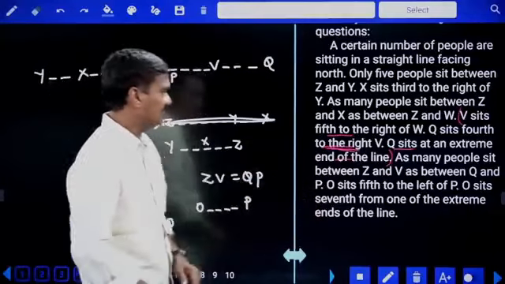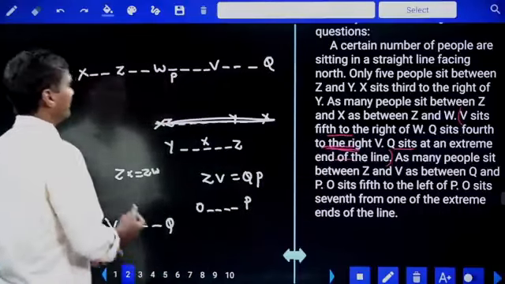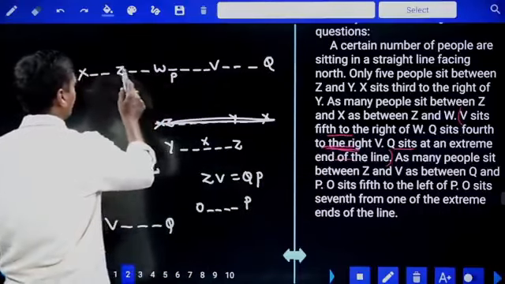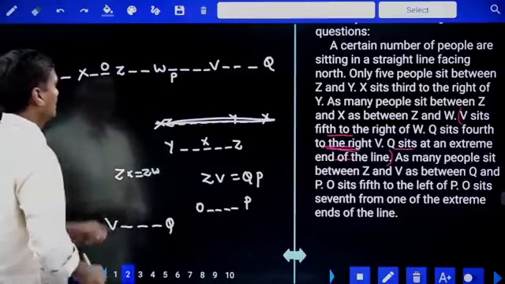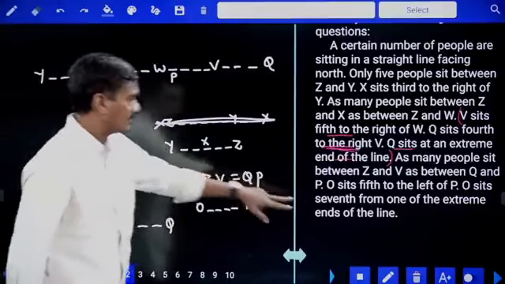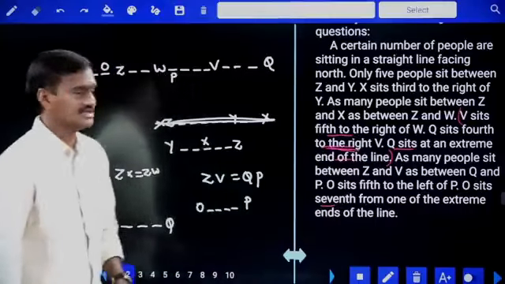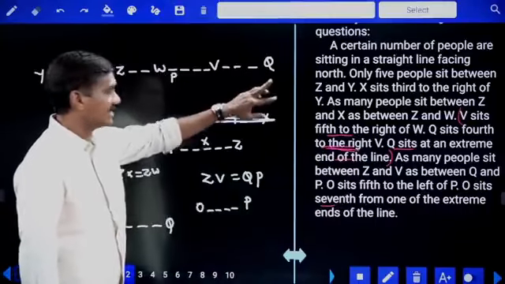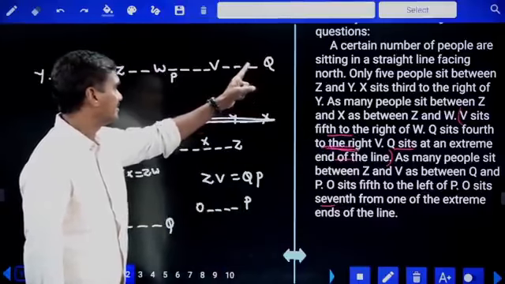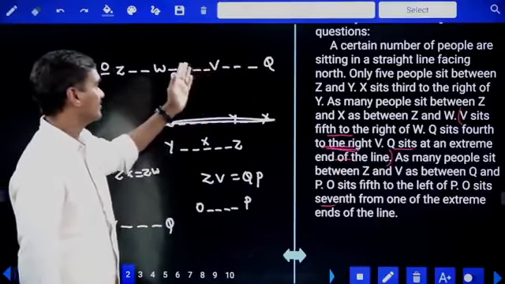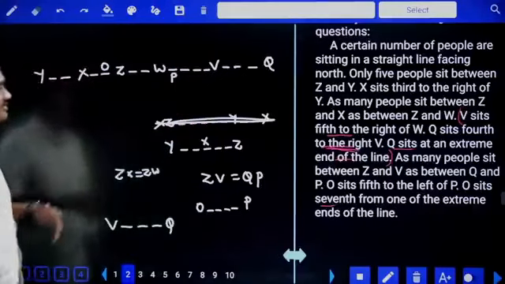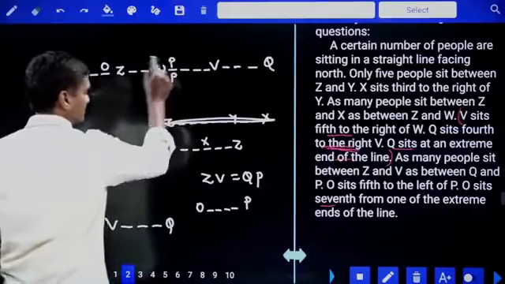O sits 7th from... O sits 5th to the left of P అన్నాం. 1 2 3 4 5. Then O sits 5th to the left of P, O and Z. Now O sits 7th from one of the extreme end. One of the extreme end అంటే right hand అవ్వచ్చు, left hand. ఇలా right hand తీసుకున్న 3 4 5 6 7. O cannot be the 7th from the right hand. కనుక O must be 7th from the left hand. కనుక ఇక్కడ P వస్తున్నాడు, W and P.